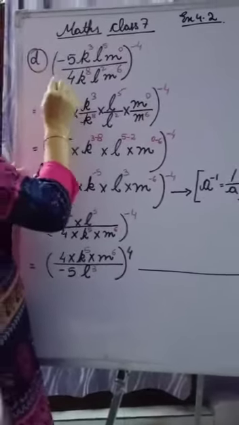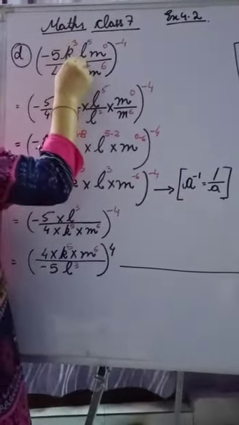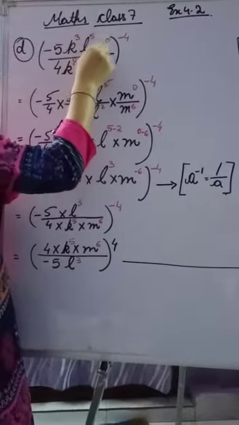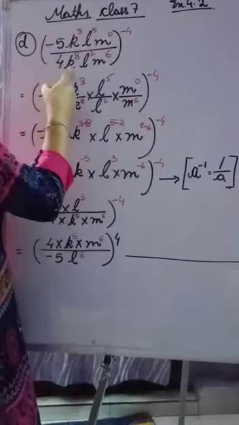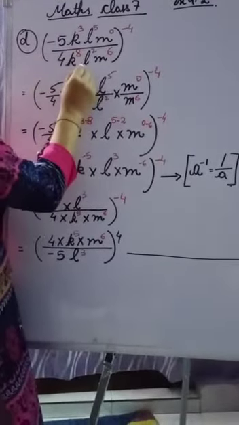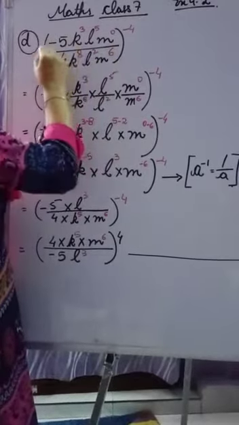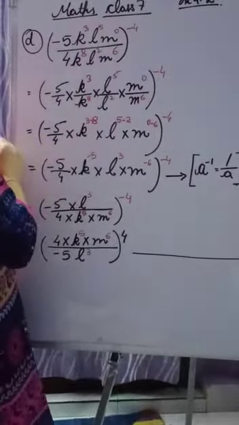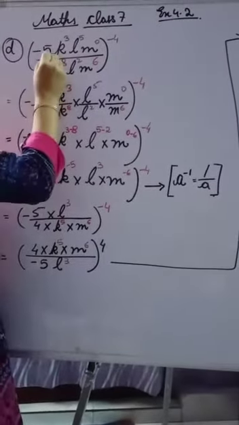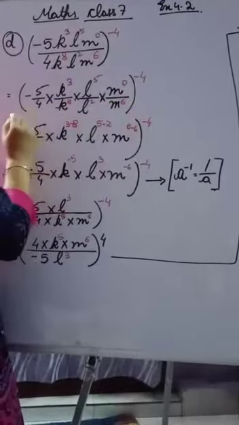Number D: minus 5k to the power 3 L to the power 5 m to the power 0 divided by 4 into k to the power 8 into L to the power 2 into m to the power 6, and the whole to the power negative 4. Now we have this sum like this, so we can break it and write it.